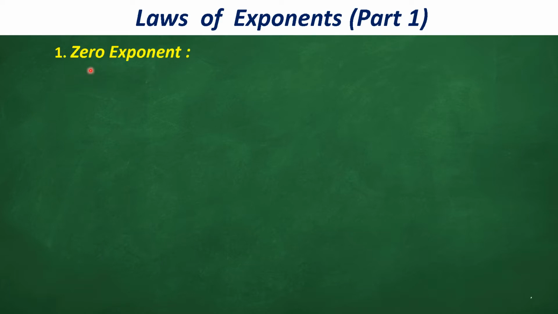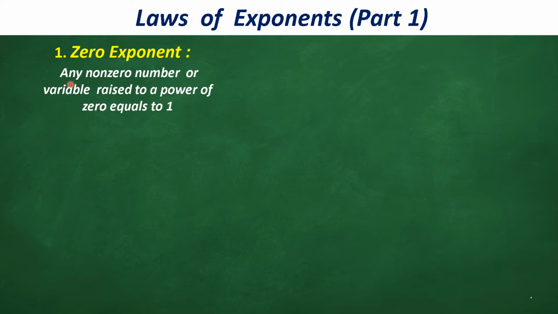Ang zero exponent, it says that any non-zero number or variable raised to a power of 0 equals to 1. So, any non-zero number, so which means from 1, 2, 3, 4, 5, and then so on, or variable, ito yung mga letters from letter A to letter Z, na kapag ang kanilang power or exponent ay 0, ito ay equal sa 1. Okay?